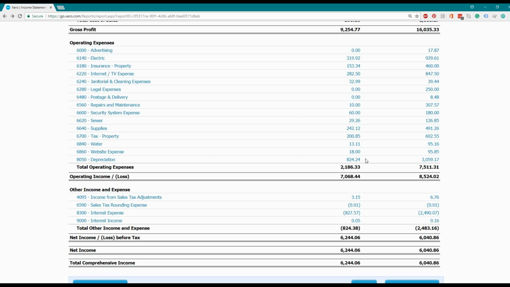So this isn't actually money that was paid out in March, but the business used up part of the value of that house during the month of March, and that's why it's showing on the income statement.